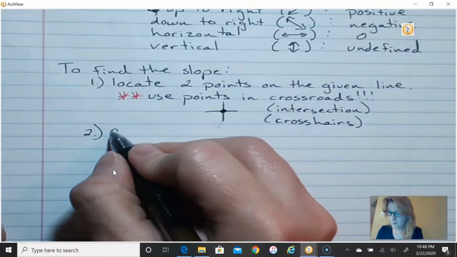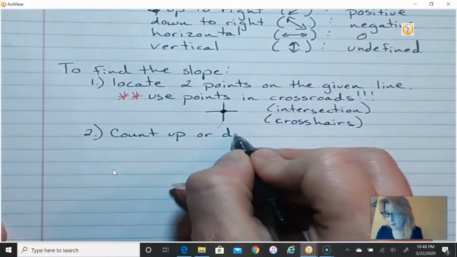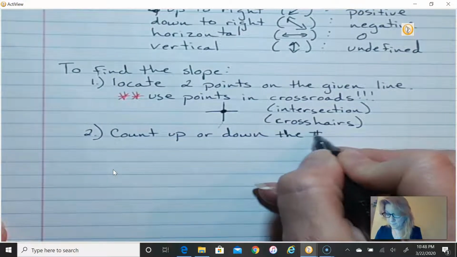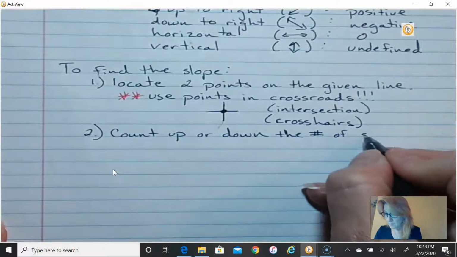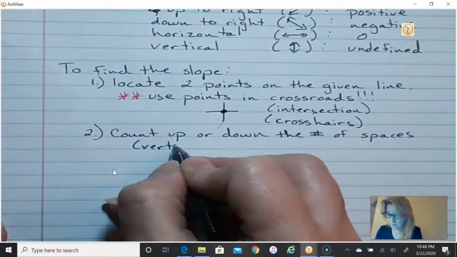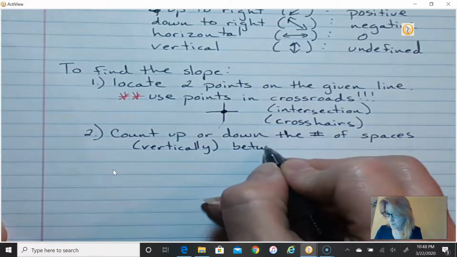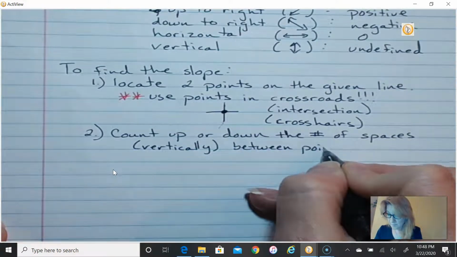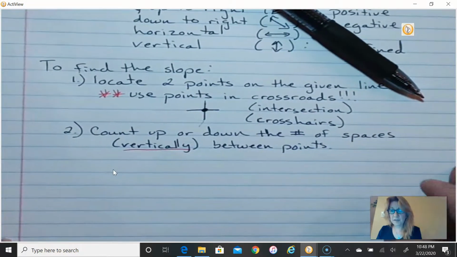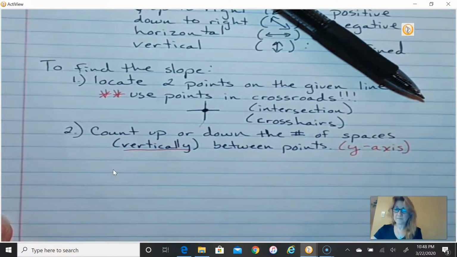All right, number 2. Count up or down the number of spaces vertically between points. Vertically. And vertically, that's going to be your y-axis. Okay?